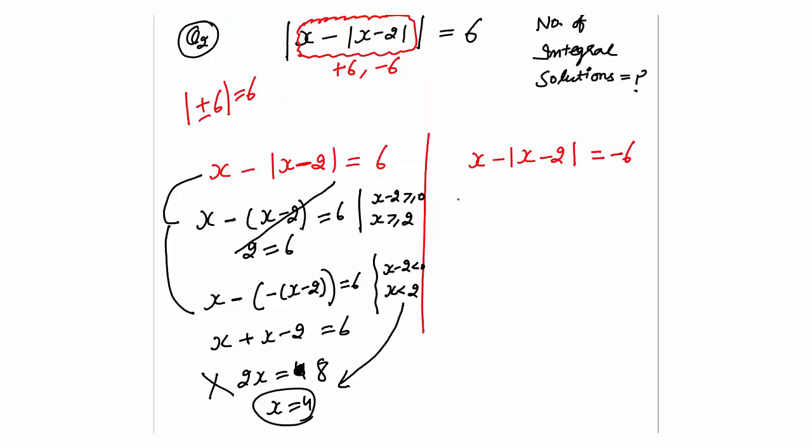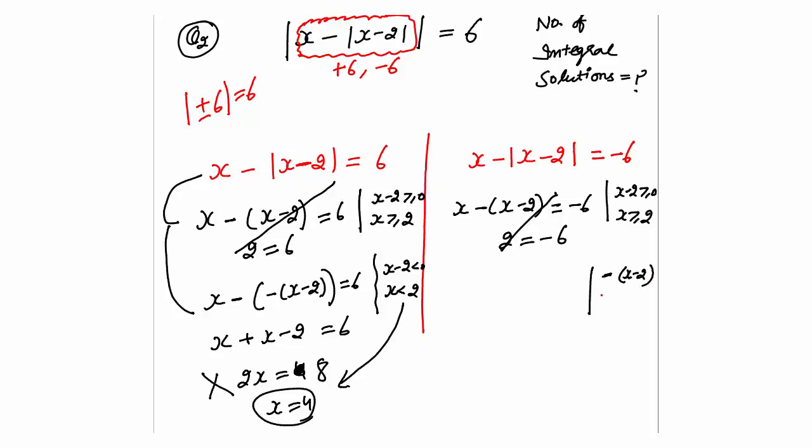Solving the right hand side, the mod of x minus 2 will be as it is, equal to minus 6. The mod value will be as it is when x minus 2 is greater than or equal to 0, or you can say x is greater than or equal to 2. Again this becomes 2 equals minus 6, which is not true. So this will get cancelled out. Now the mod value will be minus of x minus 2, when x minus 2 is less than 0, or x is less than 2.